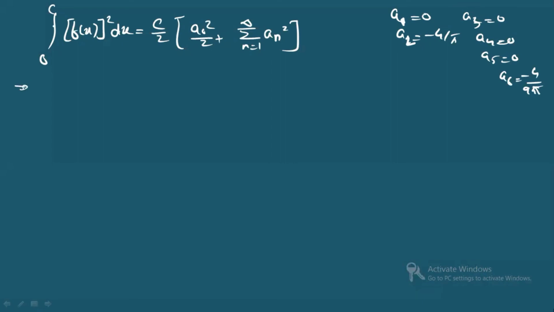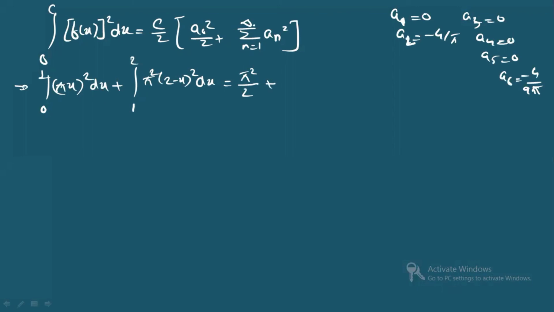So if you see here, the limit was 0 to 1. Then the function is pi x square dx, plus 1 to 2, then the value was pi times 2 minus x whole square dx. It is equal to c is 2, so 2 by 2 is 1. A naught square was what? A naught is pi, so a naught square will be pi square by 2.